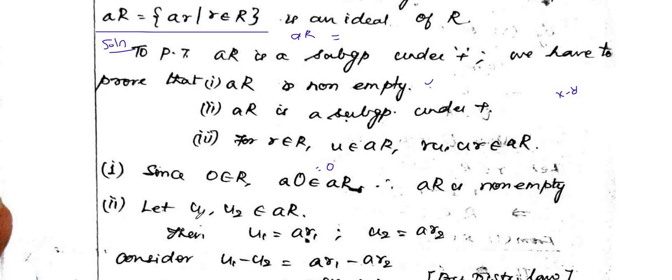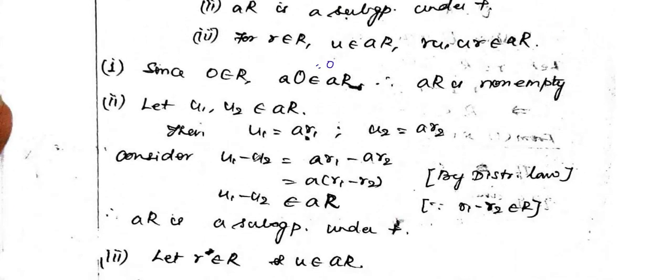Now, you consider two elements u1 and u2 in aR. So, u1 can be written as a into r1. Remember, you cannot change a. a is fixed. Only the small r, an element of capital R, can be changed. So, we take them as ar1 and ar2. Now, you consider u1 minus u2. It is ar1 minus ar2. By the distributive law, you have a into (r1 minus r2), and any element of this form should definitely belong to aR. That's how aR is described. So, aR is a subgroup of R under addition.